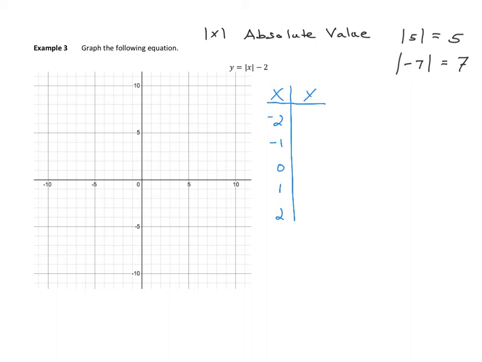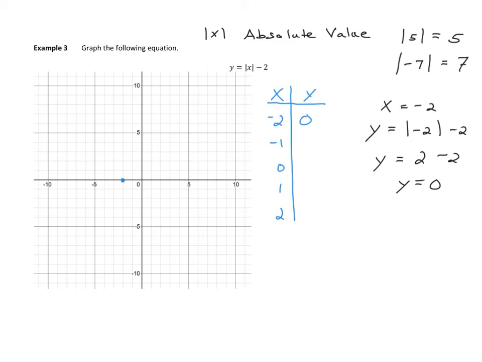Let's see what happens when x is equal to -2. Well, in the equation, that's the absolute value of -2 minus 2. Now first, the absolute value of -2 is 2. But then you're still subtracting 2, and 2 minus 2 is 0. So at -2, the y value is 0. This means you go 2 to the left, but you don't go up or down. We just get this spot right here, -2, 0.